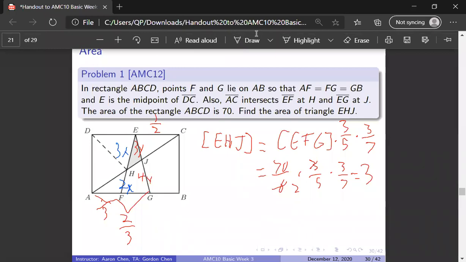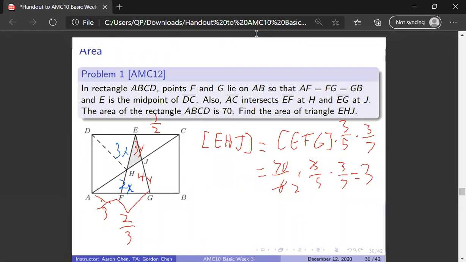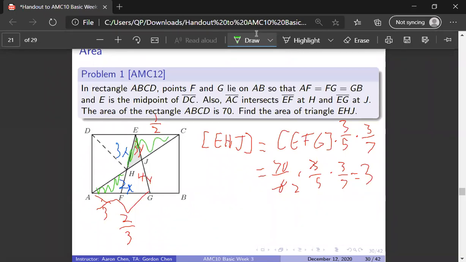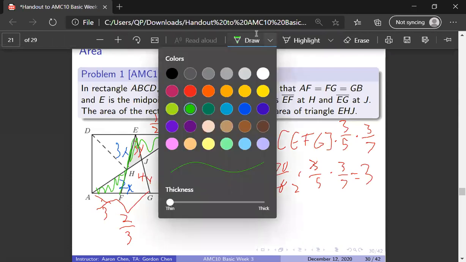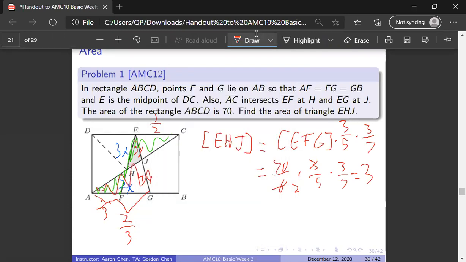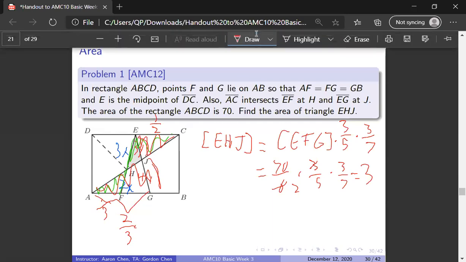All right, it seemed like this was a pretty hard problem, so I'll start going over it. By the similarities I told you, triangles AHF and CEH, you can see that FH to EH is 2 to 3, and that's because AF is 2/3 of EC. You can also do this for triangles AJG and CEJ. In this case, JG to EJ is 4 to 3, because AG is 2/3 while EC is still 1/2.